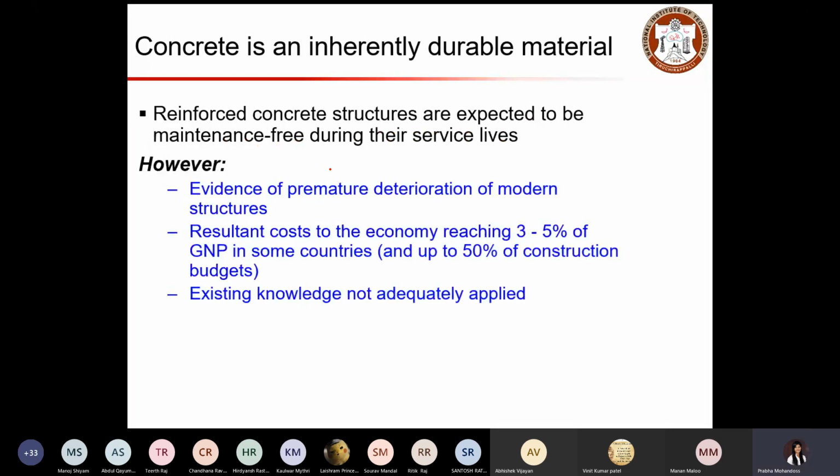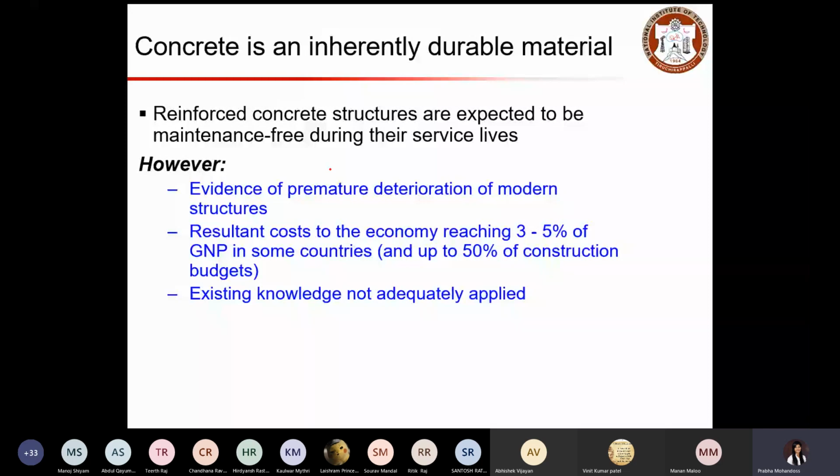Okay. First, let's look at the general reason why durability is important. In general, when we design, concrete is an inherently durable material. Especially when we use it for reinforced concrete structures, we expect the structure to be maintenance free during its entire life, because once it fails, you have to do repair work so often. For repair work, you have to spend a lot of money and a lot of manpower is involved. So if you are using a durable concrete material at the construction stage itself, then your steel reinforcement will be protected for a longer duration and your service life will be enhanced significantly.